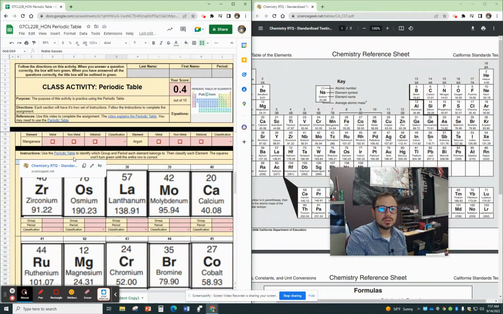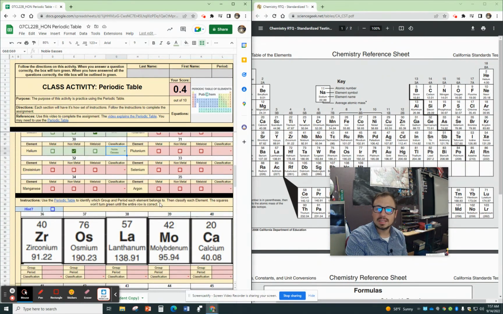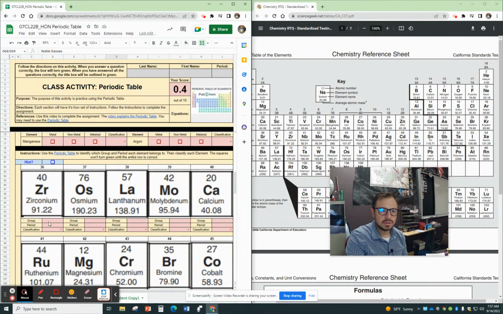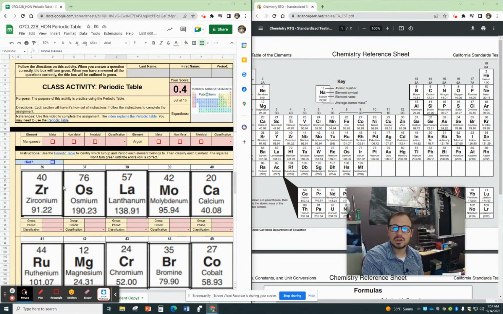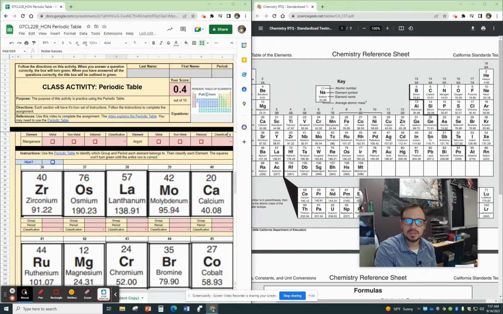Use the periodic table to identify which group and period the element belongs to, then classify each element. The squares won't turn green until you get the entire question correct. So let's take a look at just the first one, right? Number 36, well, it is zirconium. So I have to locate where it is on the periodic table, Zr. It is right here. So it's in group number 4.